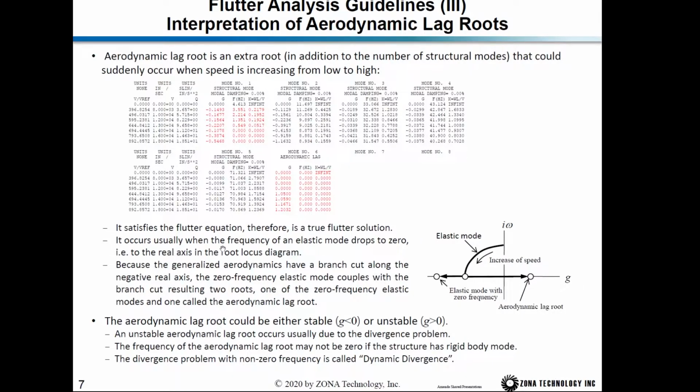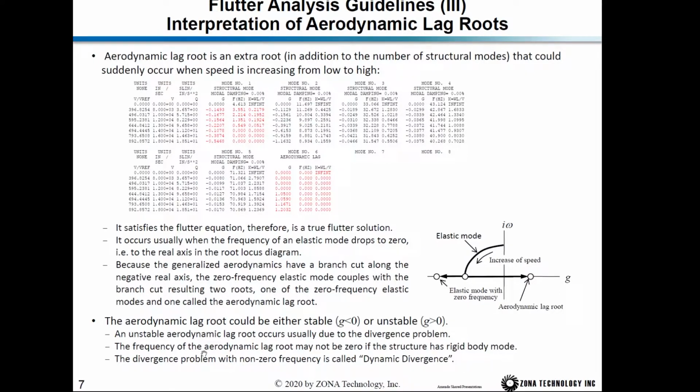It occurs only when the frequency of an elastic mode drops to 0 and to the negative real axis in the locus diagram. Because the generalized aerodynamic forces have a branch cut along the negative real axis, the zero frequency elastic mode coupled with the branch cut results in 2 roots: one is the zero frequency elastic mode, and one is called the aerodynamic lag root. The aerodynamic lag root could be either stable or unstable. An unstable aerodynamic lag root usually occurs due to the divergence problem.